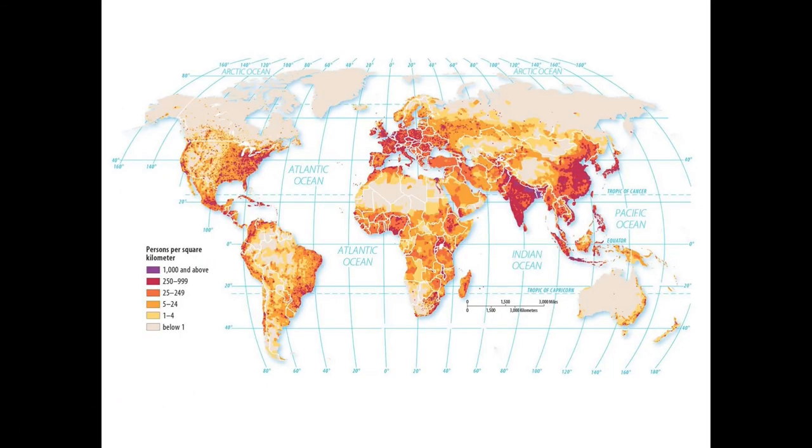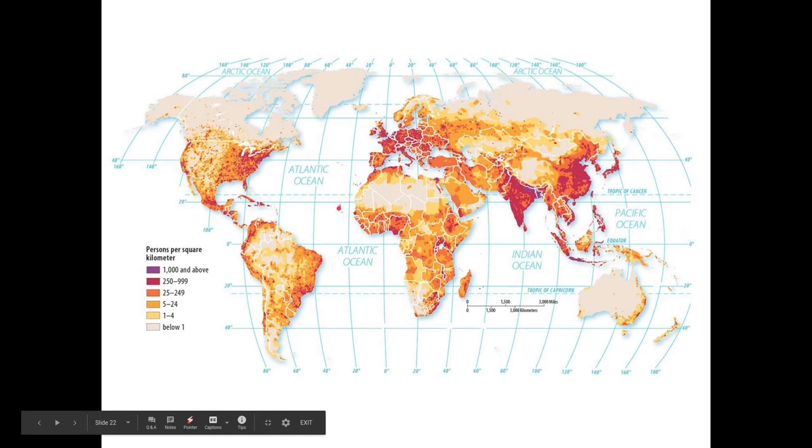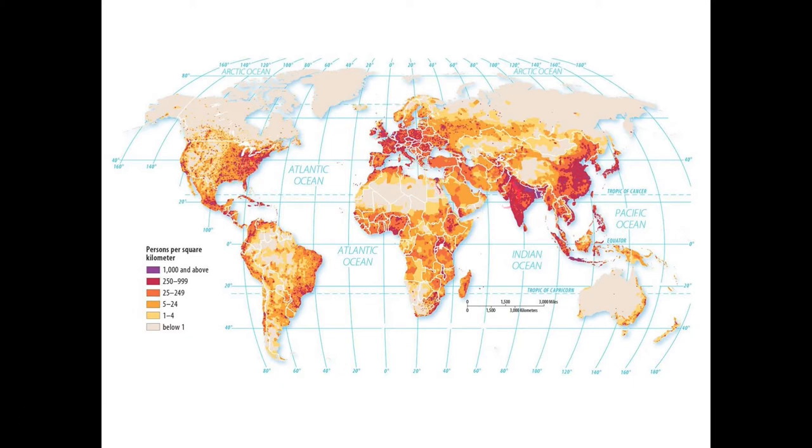Here we've got people per square kilometer. So this is population density. It's the number of people divided by the square kilometer of land. And you can see there's a couple, well, I'd give you four, maybe, well, I don't know. So we've got the Eastern United States, we've got Western Europe, we've got India and China. Indonesia is incredibly dense. Parts of Nigeria are pretty dense.